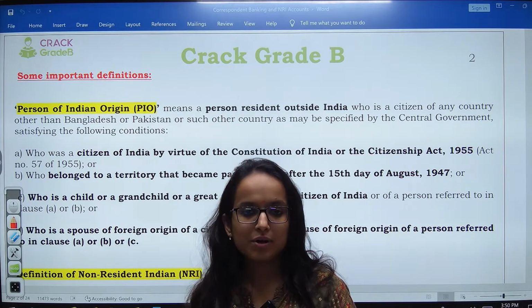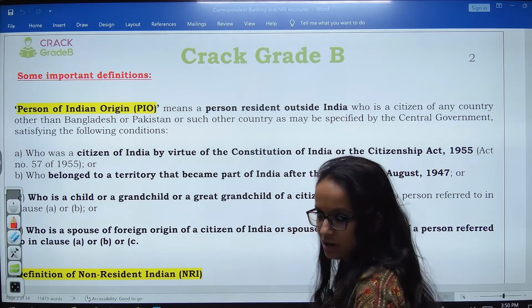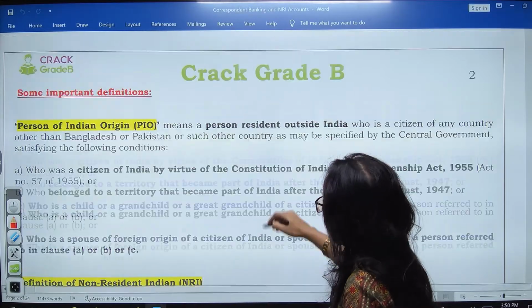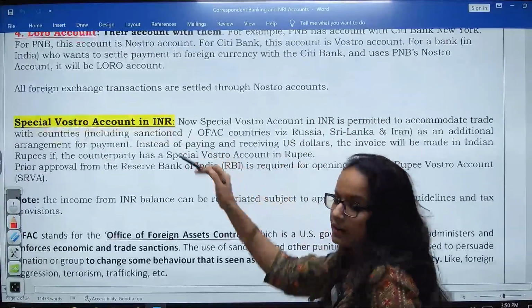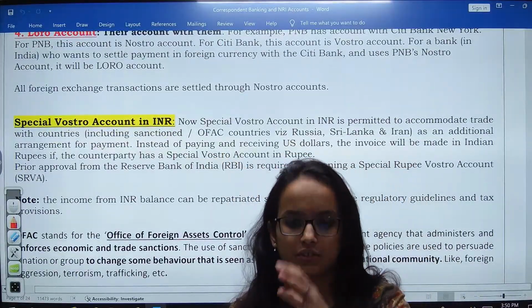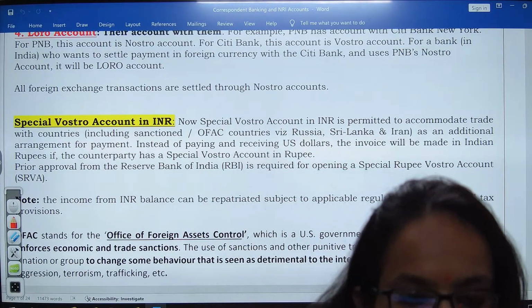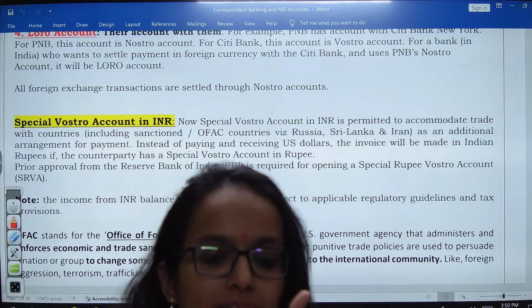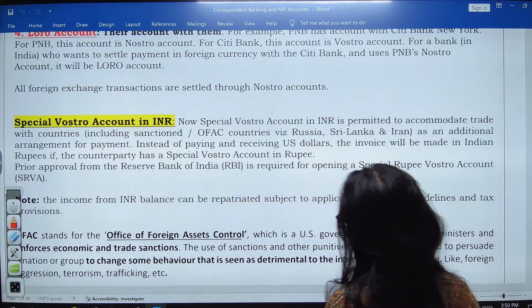Then we discussed the special rupee Vostro account, if you remember this. And I told you the difference between the originally existing Vostro account, which is the rupee Vostro account, and this special rupee Vostro account. So these were certain things which we have discussed.